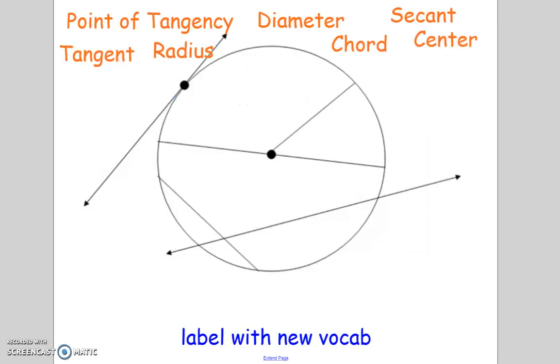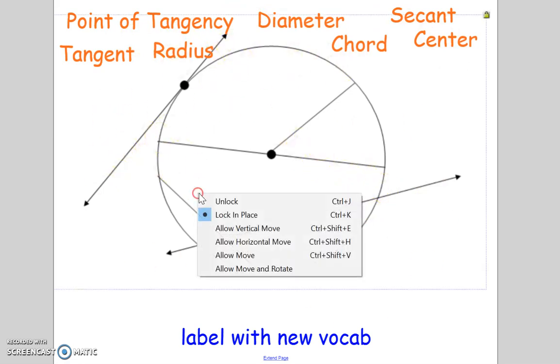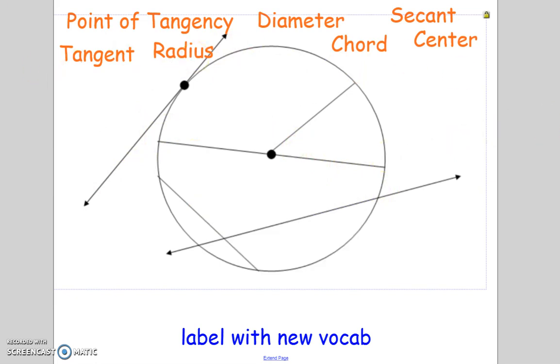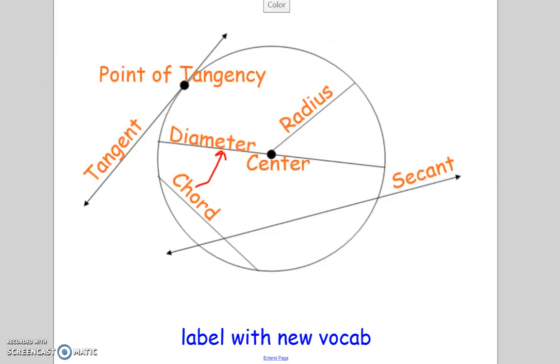So you have a picture at the bottom, and I want you to try and label using all of these things. Label the different parts of the circle, so pause it and do that, and then check back in. Alright, so this would be the center, this dot in the middle. This dot here is the point of tangency. It's where the tangent intersects the circle in one point.